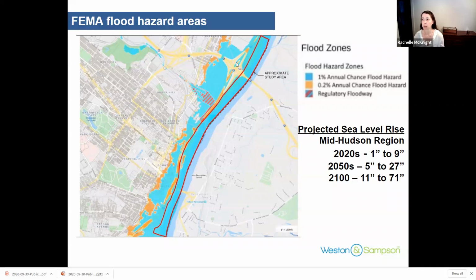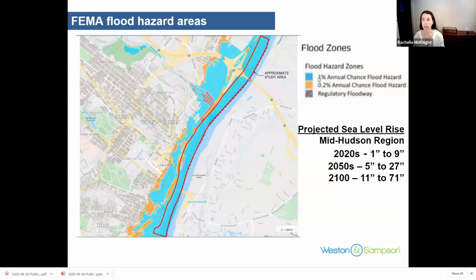This type of mapping, the reason it's created and how it's used, is to inform the National Flood Insurance Program about insurance rates on properties that are within the flood area. To give you an idea, you've got blue zones, orange zones, and there is very often, this is sort of thrown around when we talk about flooding.